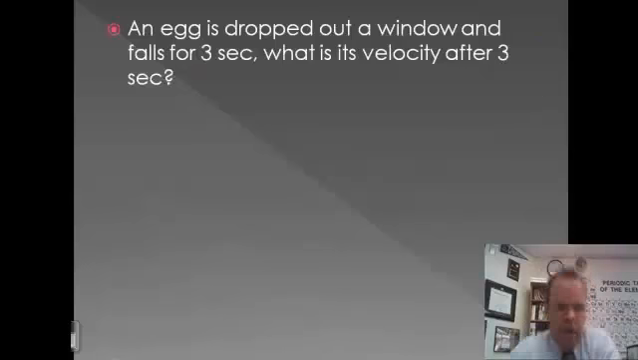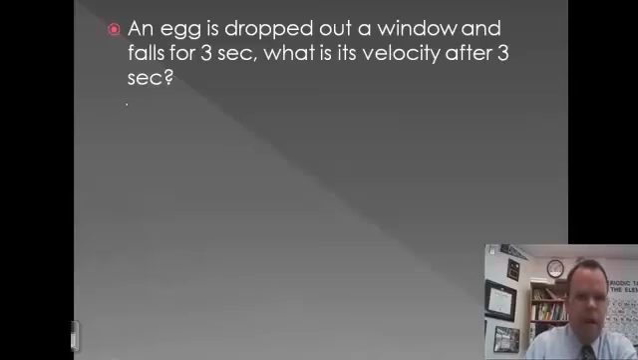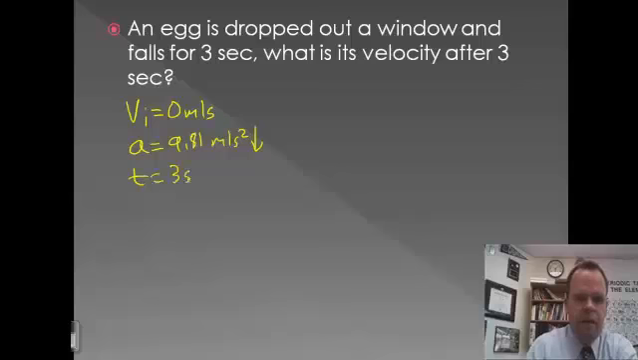An egg is dropped out a window and falls for 3 seconds. What is its velocity after 3 seconds? So its initial velocity will be 0 meters per second because it's being dropped. Its acceleration will be 9.81 meters per second squared going down. Its time will be 3 seconds, and its final velocity is what we're going to look for.